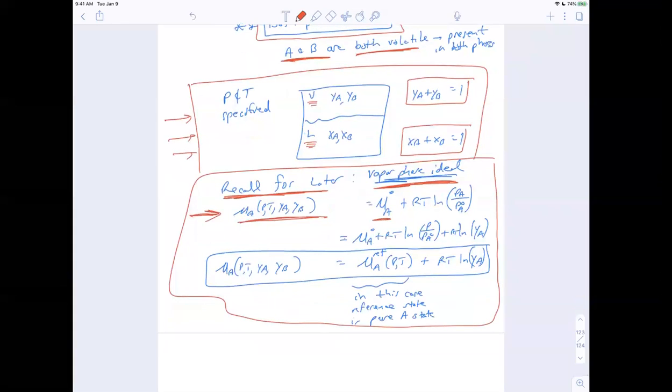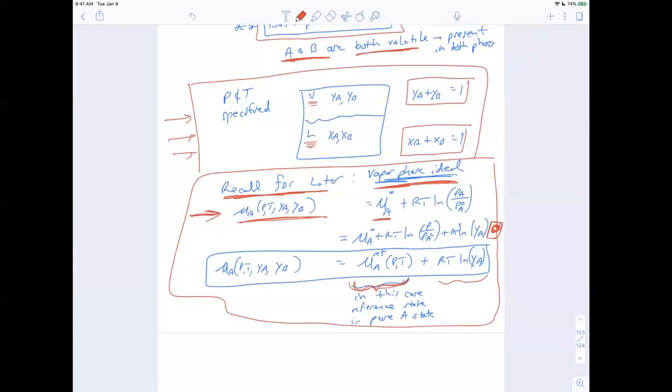And so we can then rewrite that expression in this form, where now we've split up the Y_A times P. So that middle term is the P, and then the last term is the Y_A. And since there's a product, we can separate the logs into sums. And then we combine the first two terms in this expression into a reference state chemical potential, which is some reference state. In this case, it turns out to be pure A at the temperature and pressure of interest, plus RT natural log Y_A, which is the composition of the vapor.